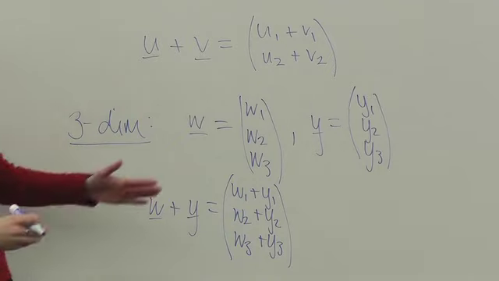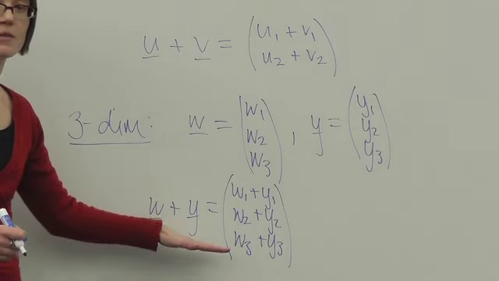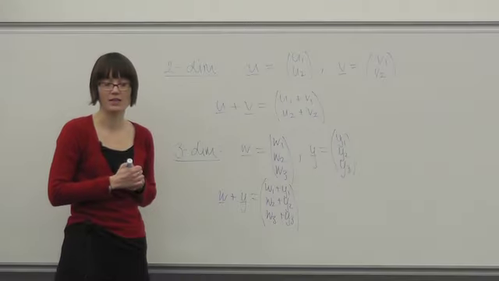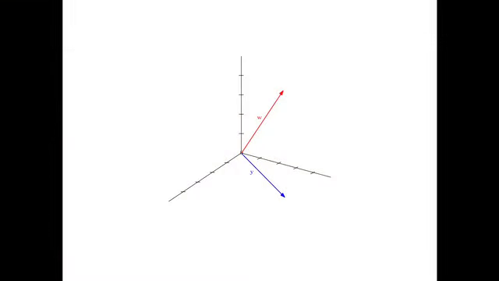So again, vector addition is just done component-wise, and the geometric intuition should be exactly the same. If I've got my two vectors w and y sitting inside three-dimensional space, then to form w plus y, I just add them together component-wise. And again, we can see that going along the vector w plus y is the same as going along w and then going along y.